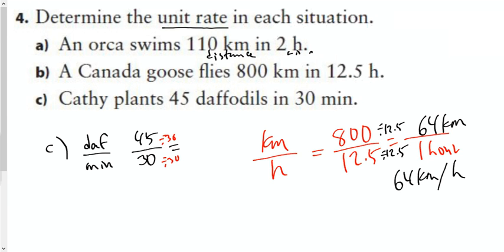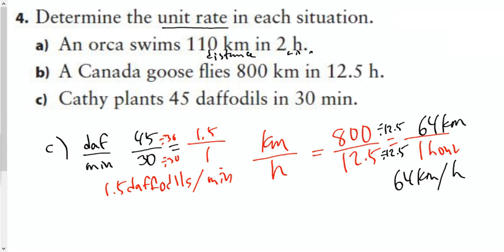And 45 divided by 30 is 1.5, and 30 divided by 30 is 1. So it's 1.5 daffodils per minute. And I'm like, well, that's an okay unit rate. But if we chose a different unit rate, what would be a different one? Even though minutes was the time given, it probably would be better if we used what unit of time?